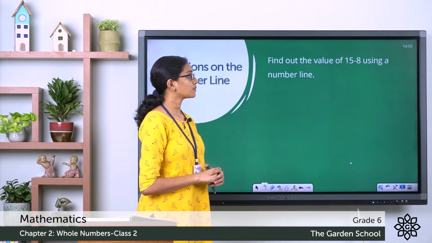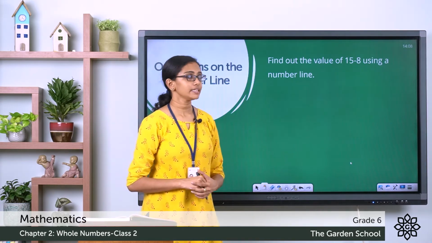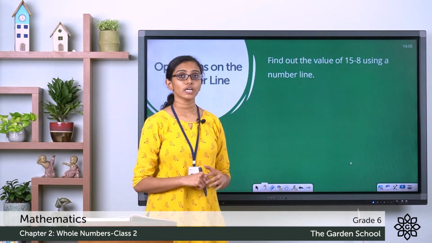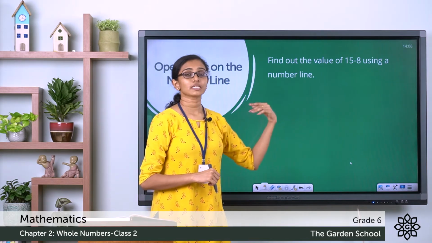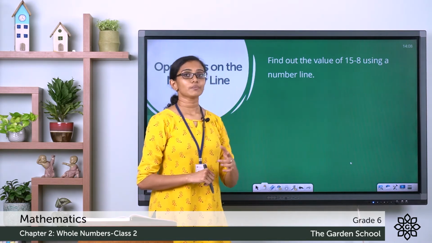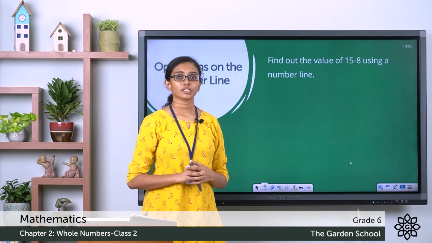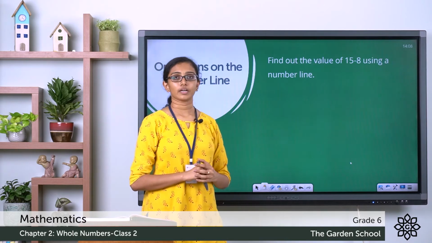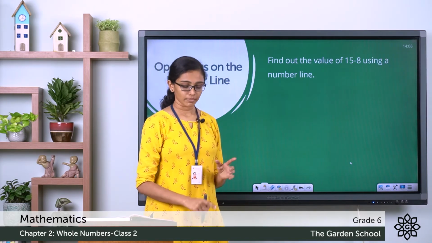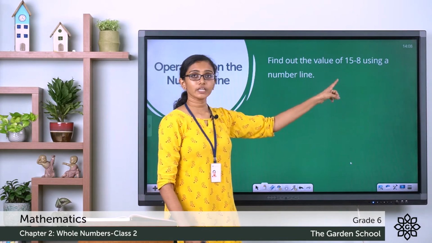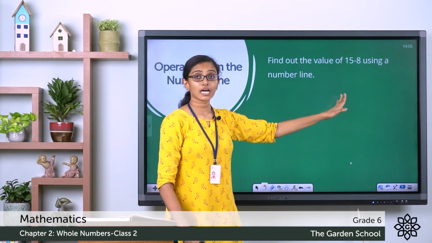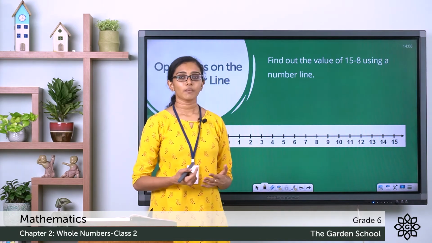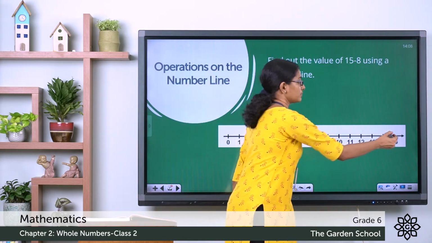Find out the value of 15 minus 8 using a number line. So we said while doing addition, you have to jump forward or towards the right on the number line. So in subtraction, you have to do just the opposite: jump backwards or jump towards the left on the number line. So first you have to draw the number line, then from 15 you have to subtract 8. So which is the starting point? We start at the point 15. So mark a point on number 15.